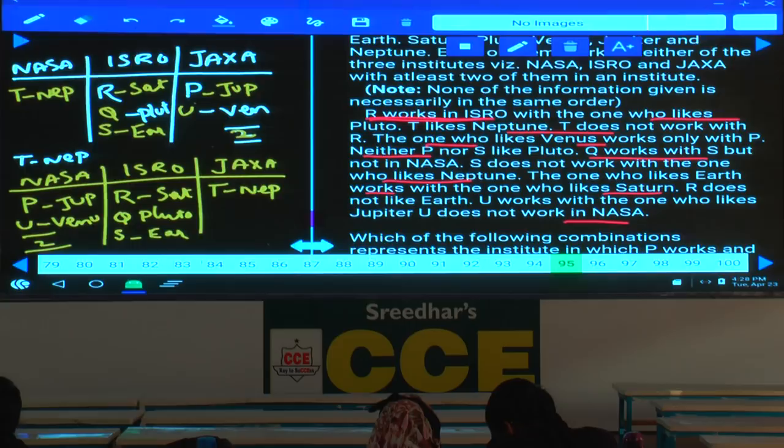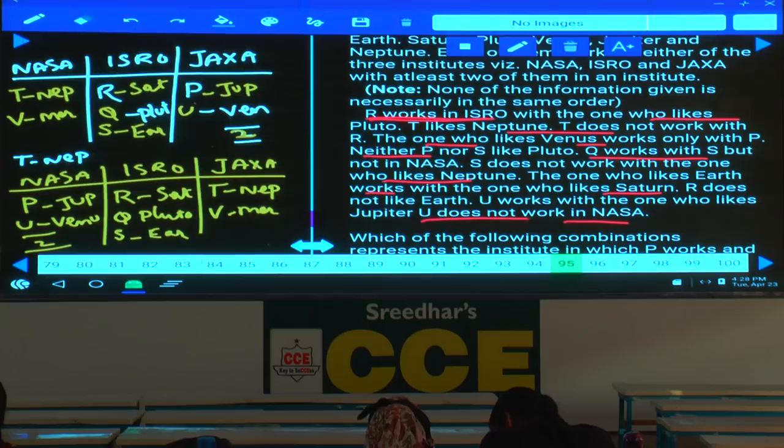P, Q, R, S, T, U. And V is left over, and V is Mercury. Now in this one also V is left over, V is Mercury. Now till the last one, both the cases are valid, and the last one says U does not work in NASA. Now U does not work there, so now the second case became invalid. Till the last statement, both the cases are valid, hence we have to draw the possibilities only. Done with this?